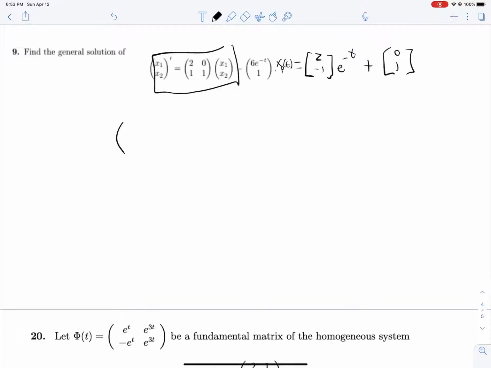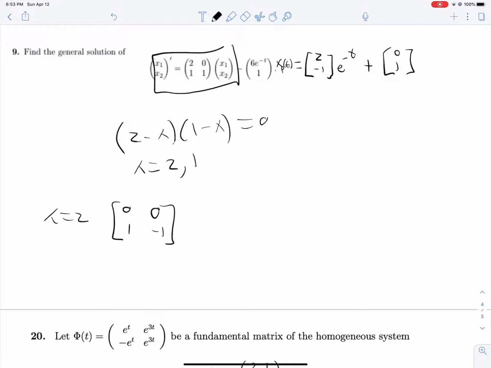We'll be solving (2 minus lambda) multiplied by (1 minus lambda) equal to 0. This is true for lambda equal to 2 and 1. Plugging in lambda equals 2 into A minus lambda I, we get 0, 1, negative 1, 0, and we get an eigenvector of 1, 1 out of that, because it says x1 is equal to positive x2.